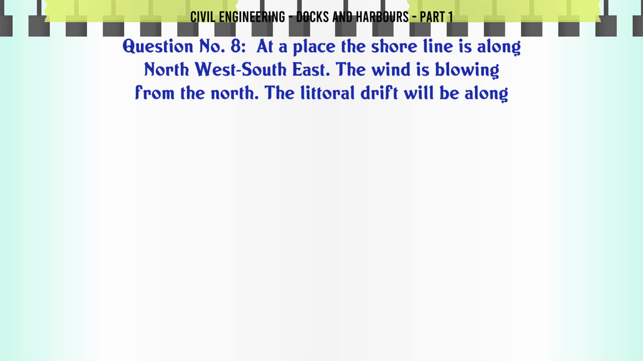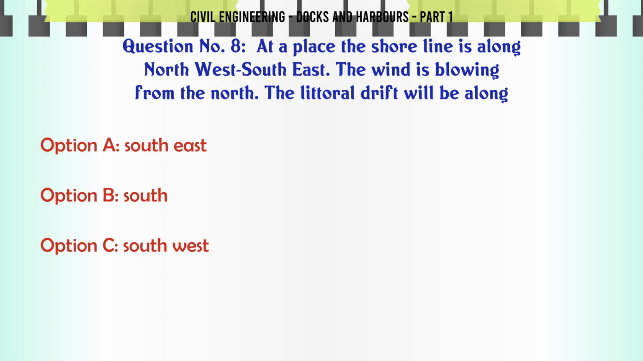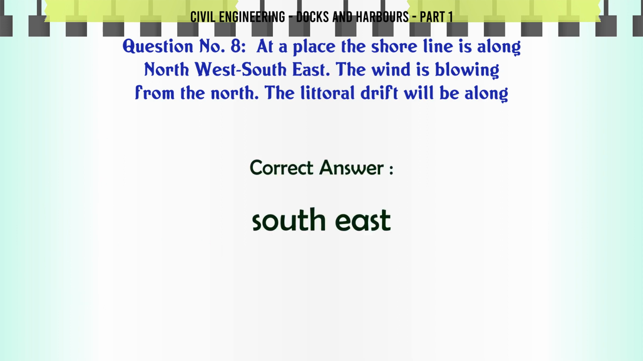At a place the shoreline is along northwest-southeast. The wind is blowing from the north. The littoral drift will be along: A. Southeast. B. South. C. Southwest. D. West. The correct answer is southeast.